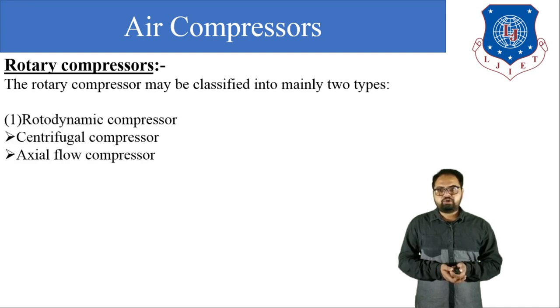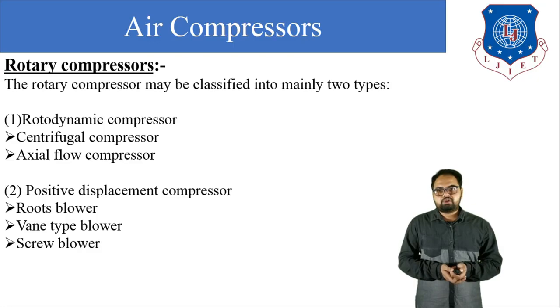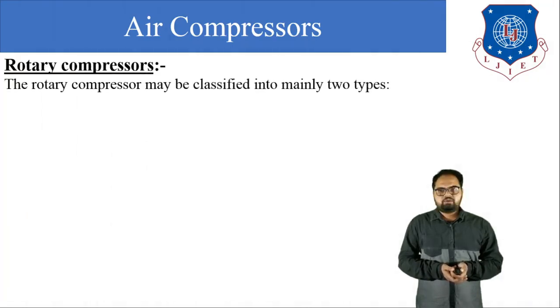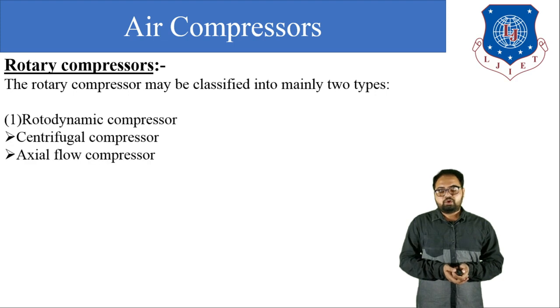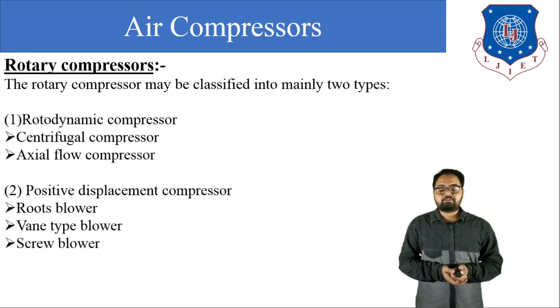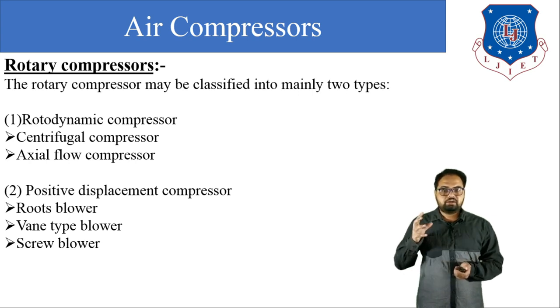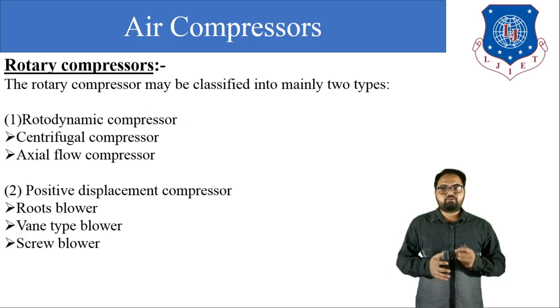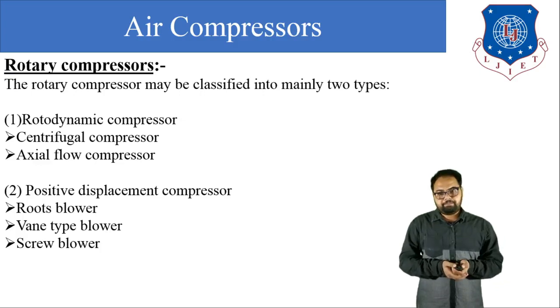So there are mainly two types of air compressor. First is rotary compressors. Rotary compressors may be classified into two groups. The first is rotodynamic compressor and the second is positive displacement compressor. The rotodynamic compressor is classified into two categories, centrifugal compressor and axial flow compressor, because in this type of compressor, the compressor compresses the air with the help of dynamic action of the impeller.